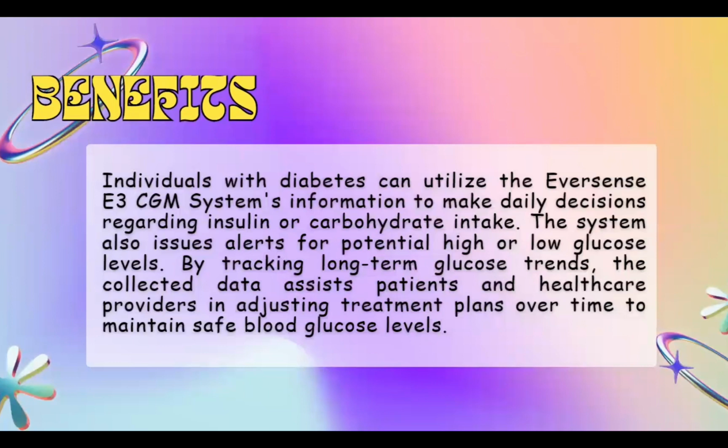But that's not all. The system also issues alerts for potential high or low glucose levels, enhancing the user's ability to respond promptly to changing conditions. Now, let's talk about the bigger picture. The Eversense E3 collects and tracks long-term glucose trends. This collected data serves as a valuable tool for both patient and healthcare providers. It enables them to collaborate in adjusting treatment plans over time, leading to better management and maintenance of safe blood glucose levels.